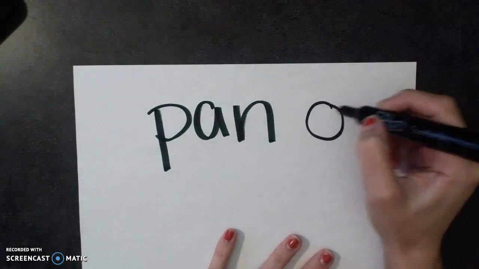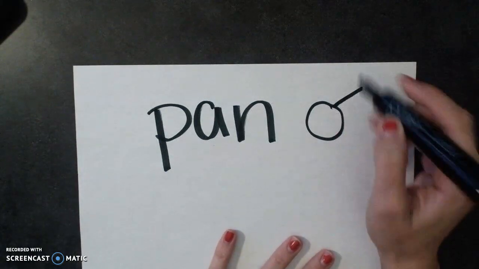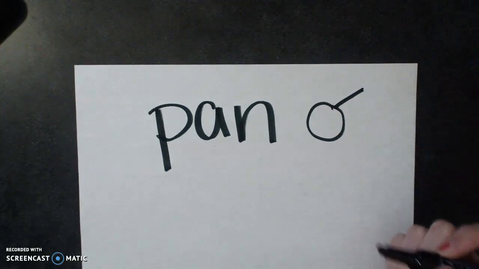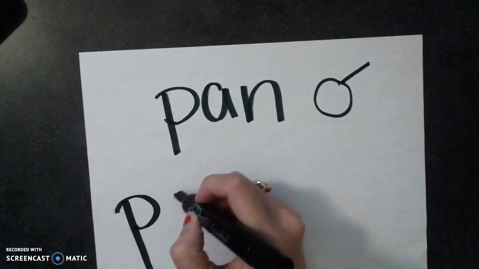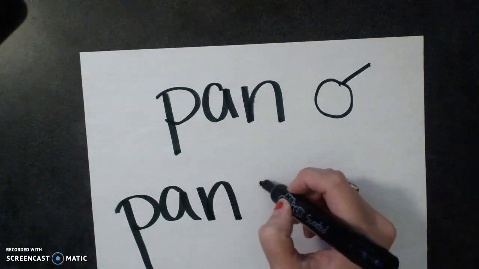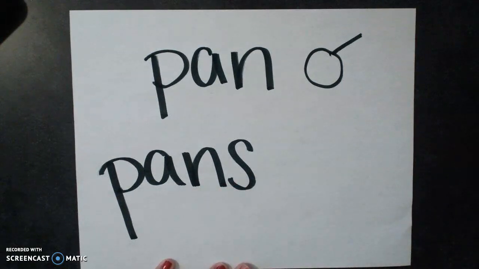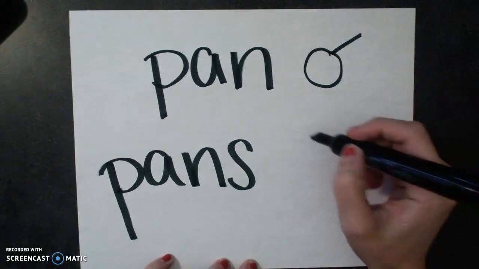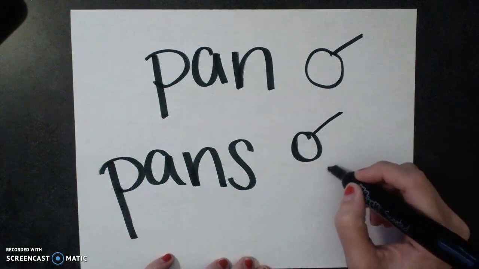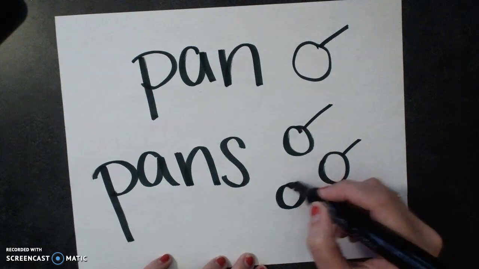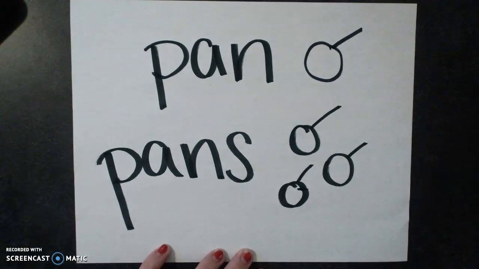Okay, it's like a pan we cook with. Oh, that's not very good. But that's a pan, okay? So what happens when we add an S to the end of the word pan? How does it change the meaning of the word? Now we have pans. What do you think? Well, like before, that means now we have more than one, okay? So we don't just have one pan, we have two, maybe three, okay? But more than one.